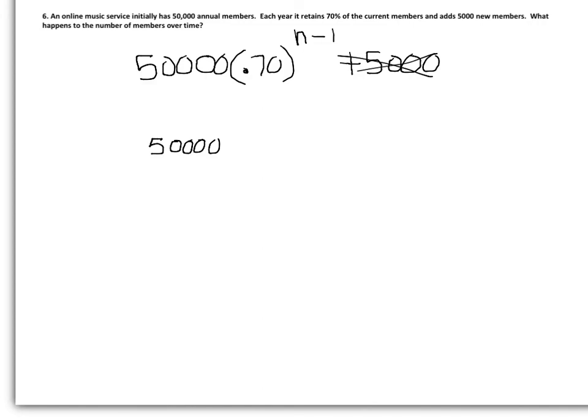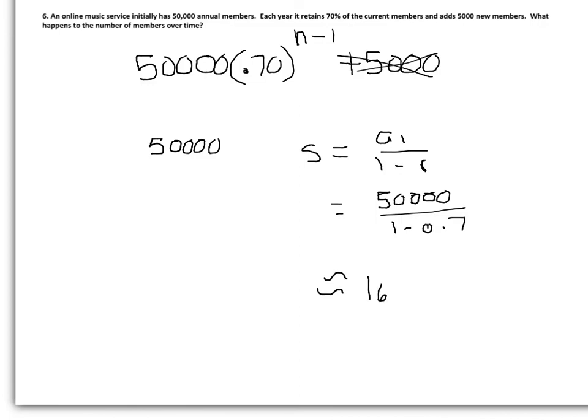So remember, it's sum equals first term divided by 1 minus r. So you get 50,000 divided by 1 minus 0.7. And you would get approximately, at some point, this music service will have about 16,667 people, or members, okay?